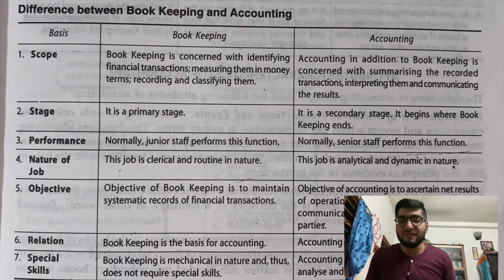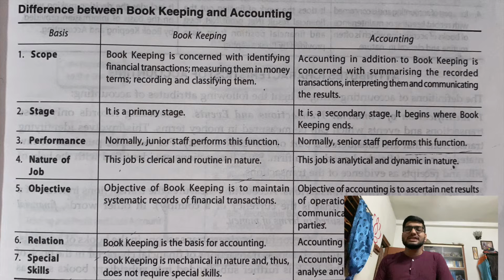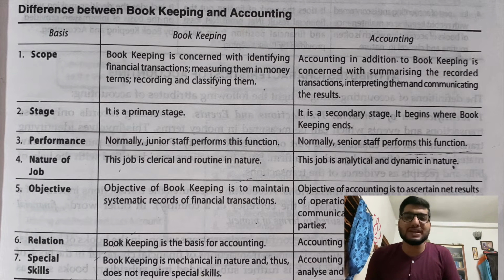And bookkeeping is a primary stage, accounting is a secondary stage. It begins where the bookkeeping just ends. Next is performance. Normally junior staff perform the function. That means as it is a basic step in accountancy, basically juniors perform all these functions. And accounting, especially senior staff, who are a little experienced, perform all these functions of accounting. Then the job is clerical and routine in nature. That means you have to do it on a regular basis.